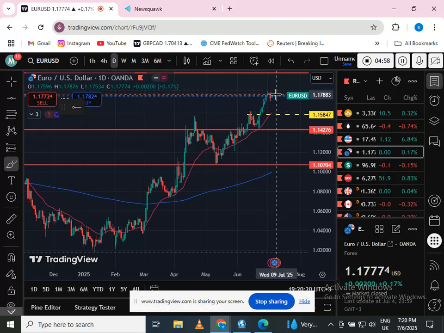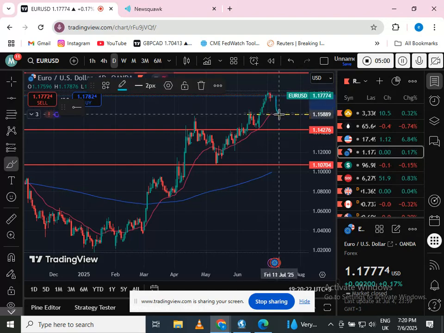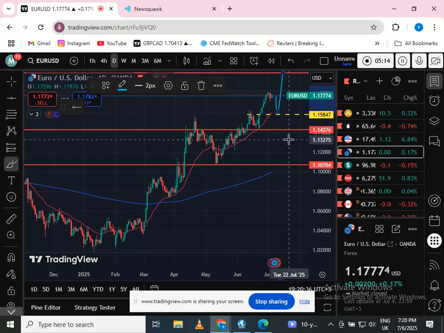So currently you are going to look for a retracement, whereby price will come back until your buying position, which is going to be around 1.1587, whereby you're going to look for buy entries around here. I'm going to buy it until 1.20, whereby this is going to be our main take profit target.